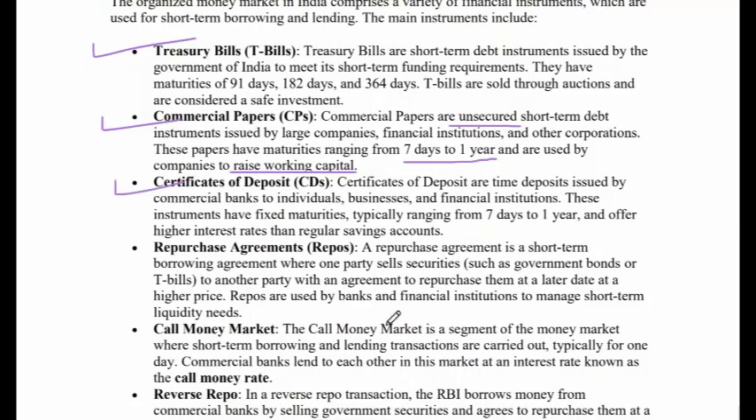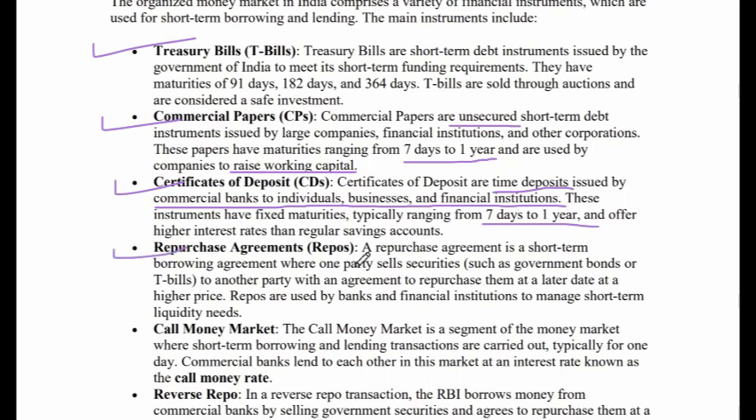Certificate of deposit. Certificates of deposit are time deposits. That is, they are deposits for a fixed time, issued by commercial banks to individuals, businesses, and financial institutions. These are basically fixed deposits in another way, or recurring deposits, or different deposits that a bank issues to individuals, businesses, and financial institutions. These instruments have fixed maturity, typically ranging from 7 days to 1 year, and offer higher interest rates than a regular savings account. Even for more than 1 year are also available, but then they will not fall under the money market.